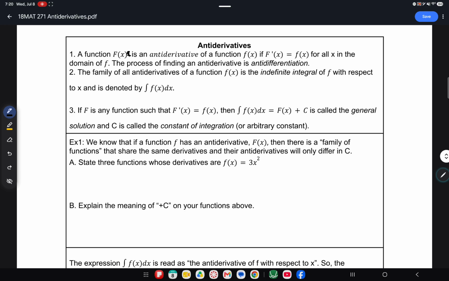The family of all antiderivatives of a function is the indefinite integral of f with respect to x, and is denoted with this symbol here. I call it like a fancy S. That's the integral symbol of f of x dx. And then if big F is any function such that the derivative of big F is little f of x, then that integral is big F of x plus c. And that's called the general solution. That plus c is called the constant of integration, or an arbitrary constant.